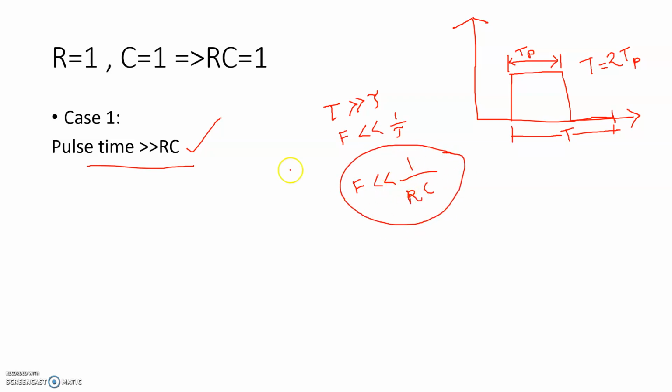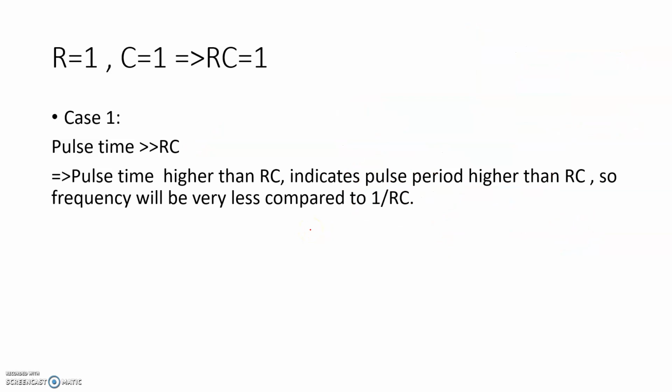So for this particular case one, when pulse time is very much greater than RC, we can say the frequency of our pulse is very much lesser than 1 by RC. And for this particular discussion, 1 by RC is nothing but 1 by 1, because RC we have taken as 1. So for this simulation, we have to take the frequency of our square waveform very much lesser than 1. So that's what I have written here.